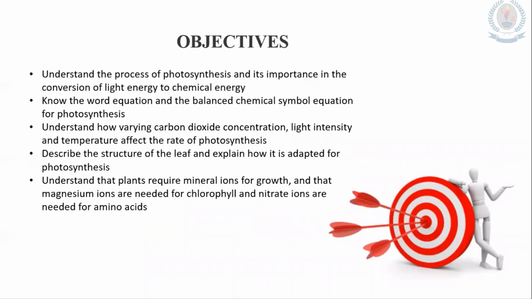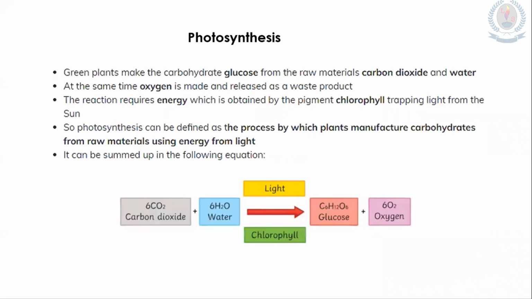In addition to that, you will be able to understand that plants require mineral ions for their growth, and that magnesium ions are required for chlorophyll and nitrate ions are required for the production of amino acids. And then afterwards we will discuss the deficiency symptoms which can be observed in plants.